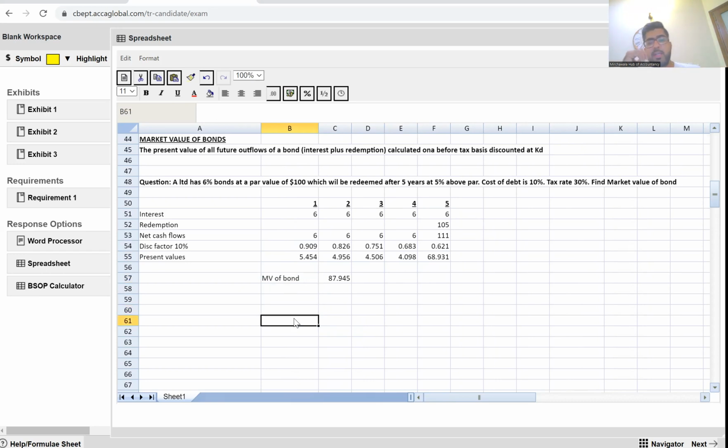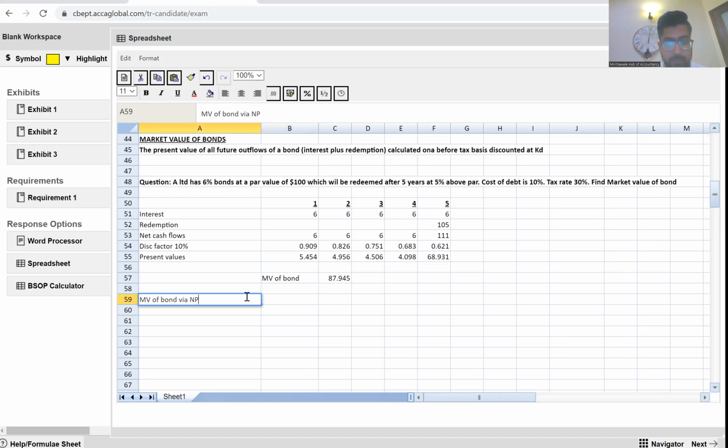Now, basically in market value of bond, what you're doing is taking NCF, then discount factor, then present values, and adding them all to get NPV or market value. So this can be done via NPV function.